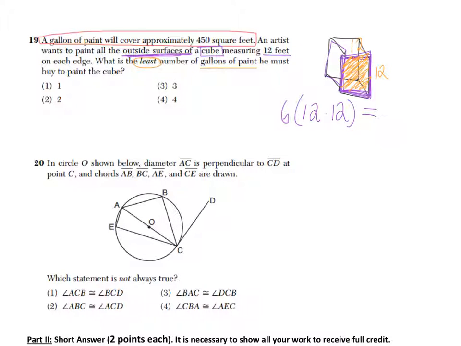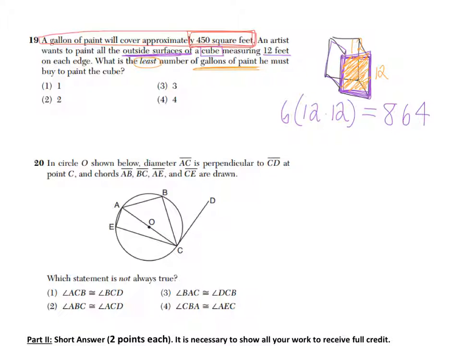When you do that, what you're going to end up with is 864. So what this is standing for is the amount of paint that I would need to cover all 6 of these sides of my cube, including the top and including the bottom. Well, it's not asking how much paint do I need, it's asking how many gallons of paint would I need. And up at the top, remember, it said that each gallon will cover approximately 450 square feet.